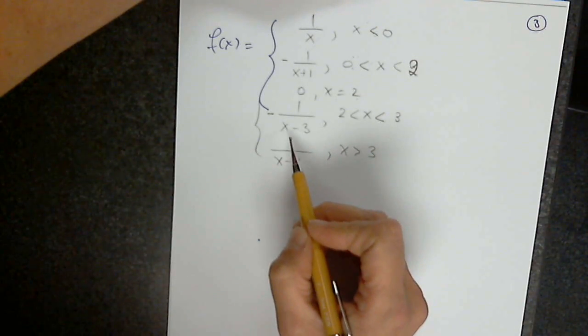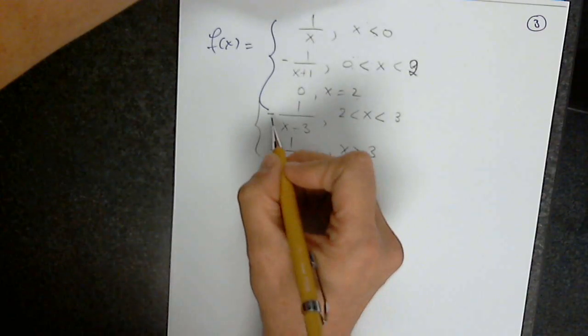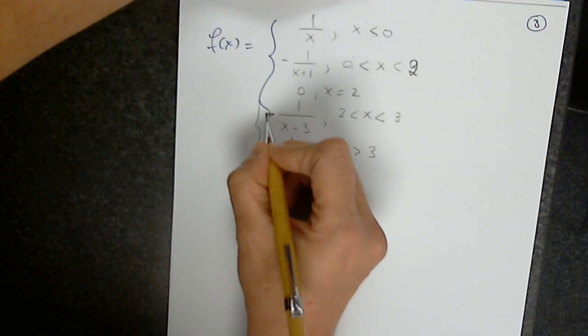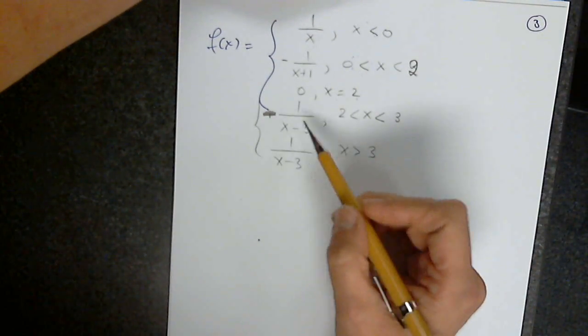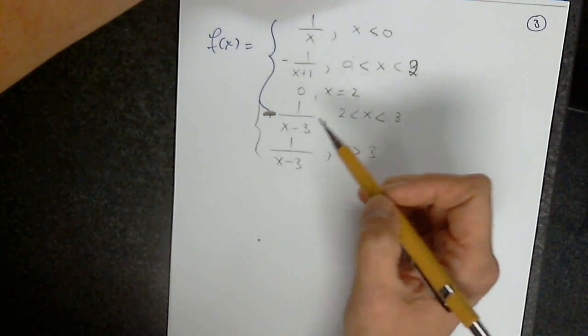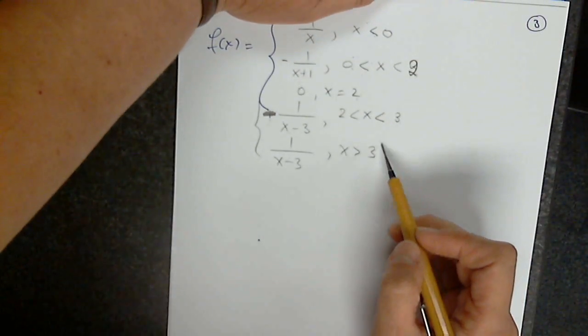3.1 minus 3 is, no, I don't need that. 3.1, no, it's 2.9, of course. I'm still correct. So with 2.9, the denominator is negative 0.1, of course, and with negative in front, negative with negative is positive. Done. It's undefined at 3.